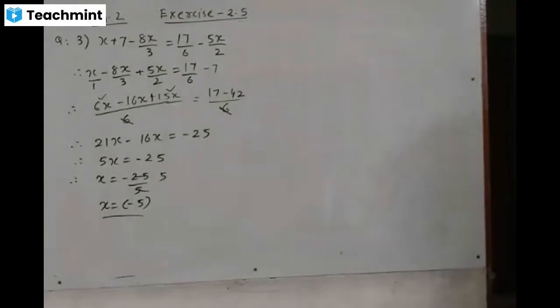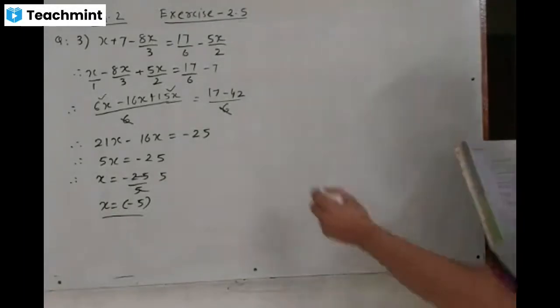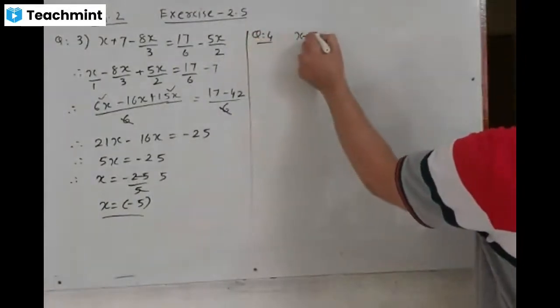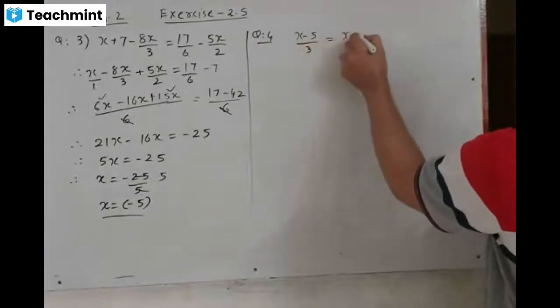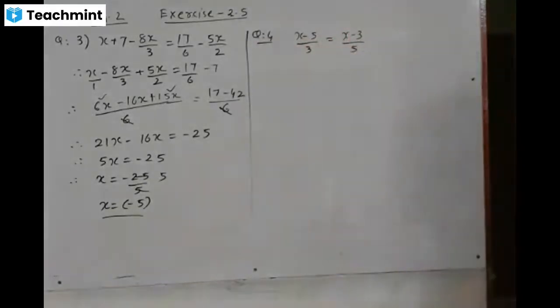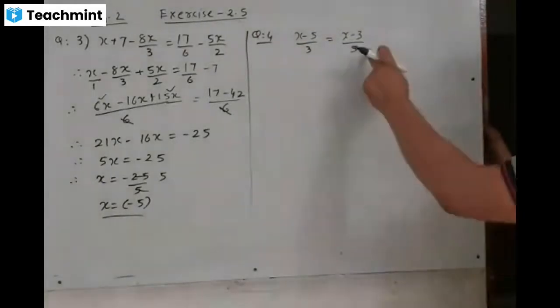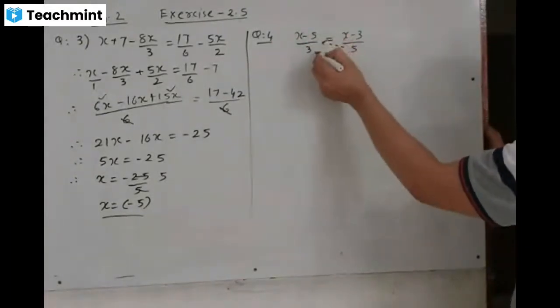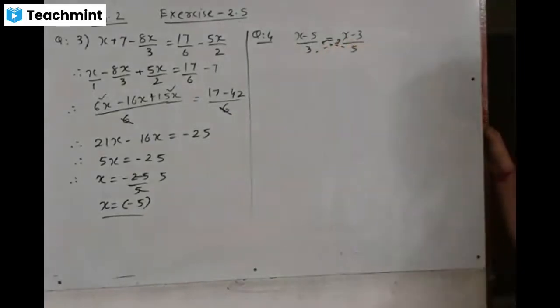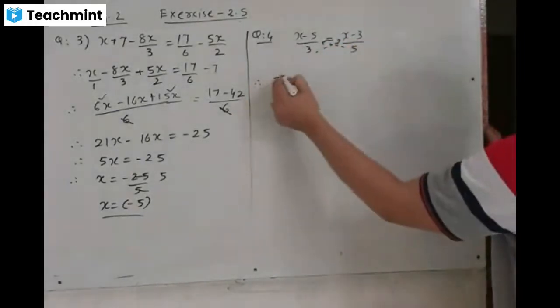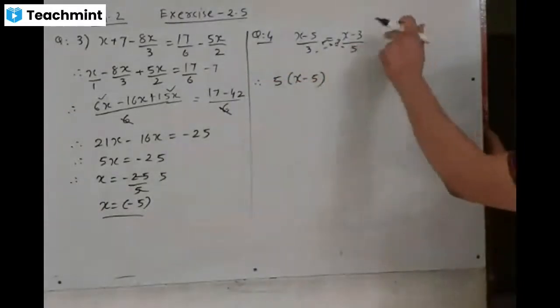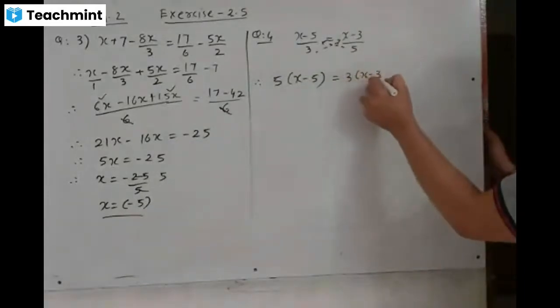Okay, clear? Chalo, fourth number. Question number 4. X minus 5 divided by 3, that is equal to x minus 3 divided by 5. Okay, chalo, we take direct way cross multiplication. 5 multiply with x minus 5 in numerator form and 3 multiply with x minus 3. Okay, cross multiplication. Therefore 5 multiply with x minus 5 and 3 multiply with x minus 3.